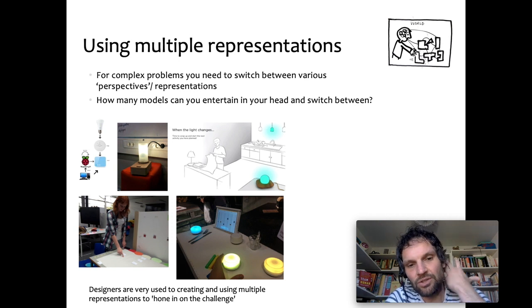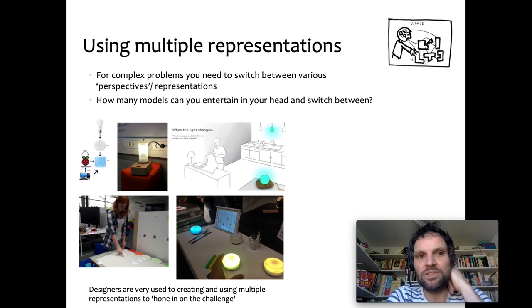And so you need all these different representations to get a full, complete sense of the product in order to be able to say, is this a good product or not, right? There's not one best prototype, one best representation.